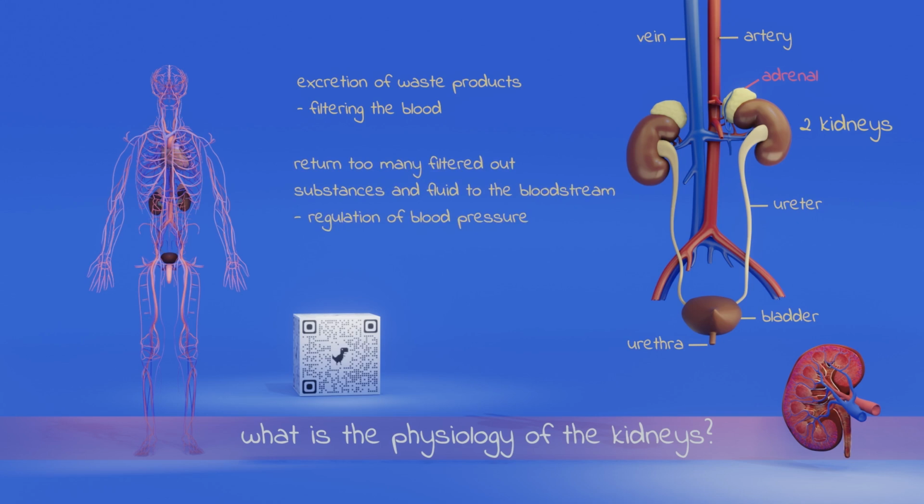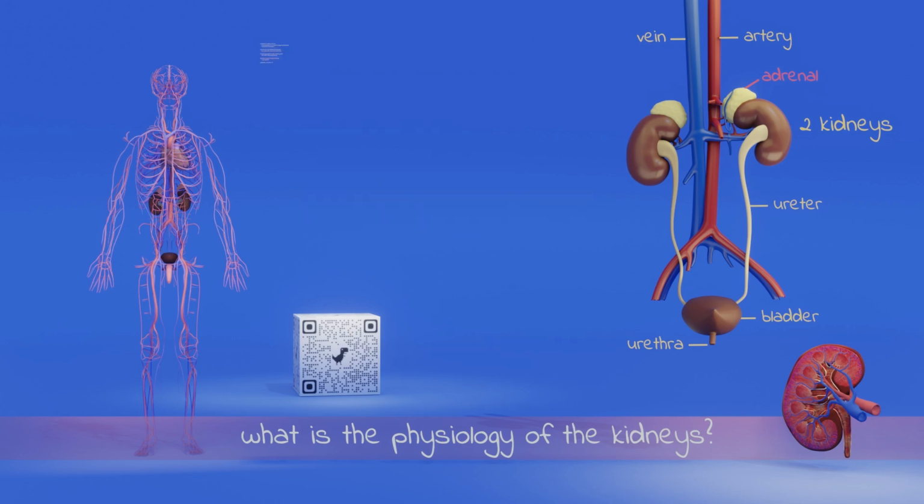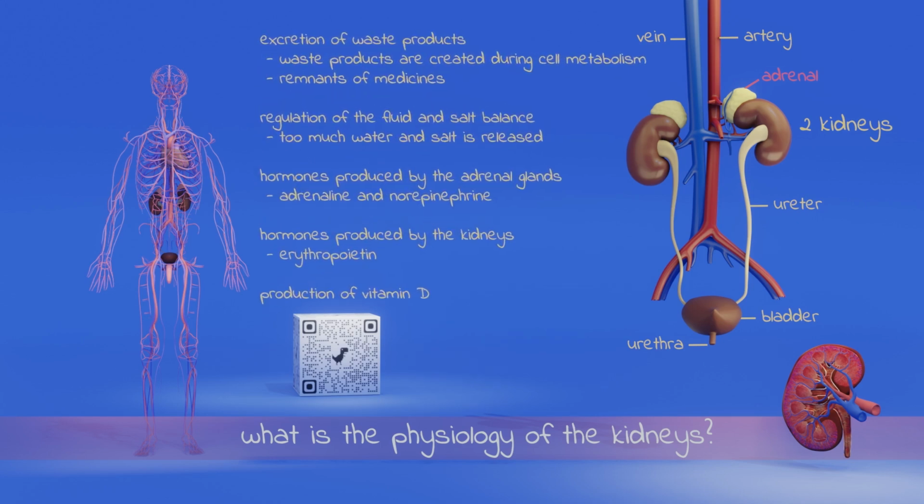Not all the fluid is removed, because then you would no longer have blood pressure. The kidneys only remove the fluid that the body can miss, so the rest of the fluid goes back to the bloodstream. As a result, the kidneys also influence blood pressure. In addition to excreting waste products and influencing blood pressure, the kidneys also produce a hormone. Erythropoietin is necessary for the production of red blood cells. These blood cells are responsible for transporting oxygen and carbon dioxide.